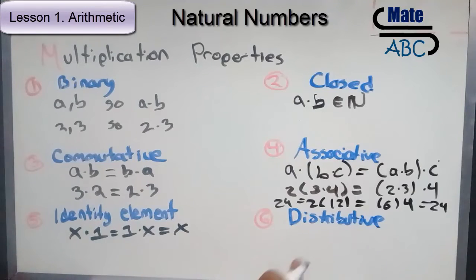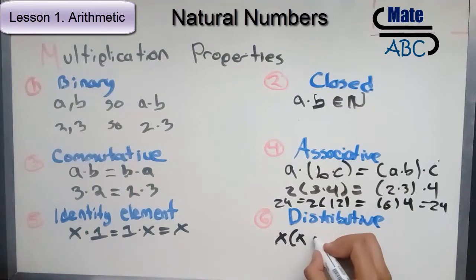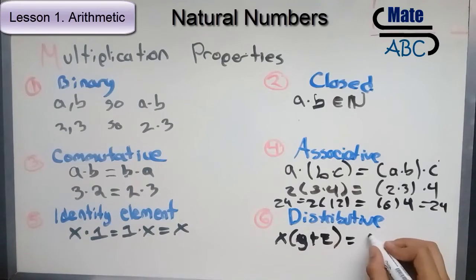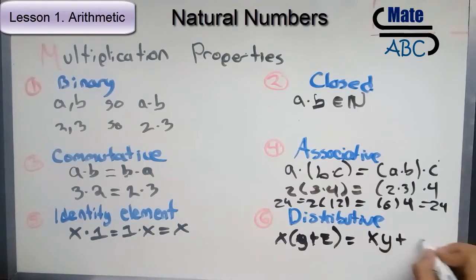And finally, the distributive property, and it says that it holds with respect to multiplication over addition. This identity is of prime importance in simplifying algebraic expressions. As we can see.